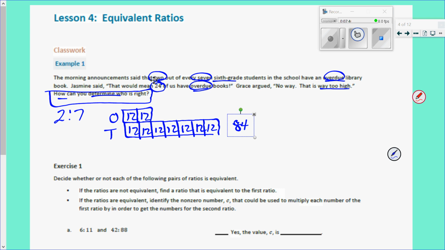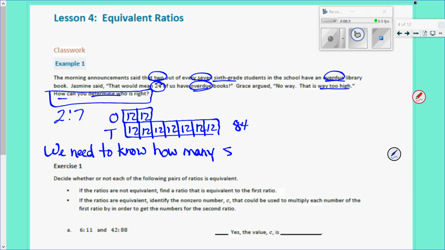What don't we know? How many students are in the school, right? Do we know how many 6th graders there are? No. But we now have a number we could compare to see who's right, right? So, to answer our question, how can I determine who is right? By knowing how many students there are. So we need to know how many 6th graders. No, 6th grade, that's why I underlined it. 6th grade students.